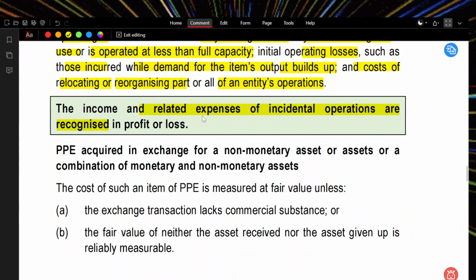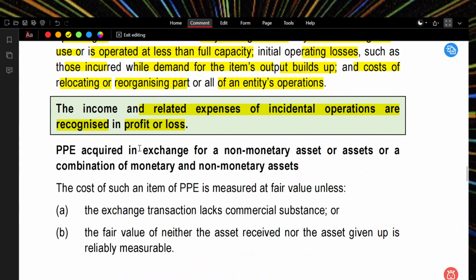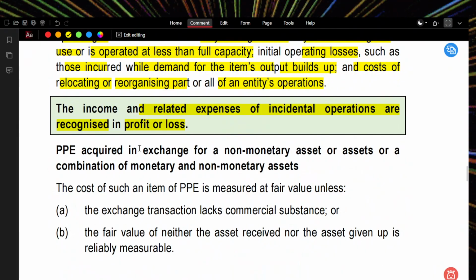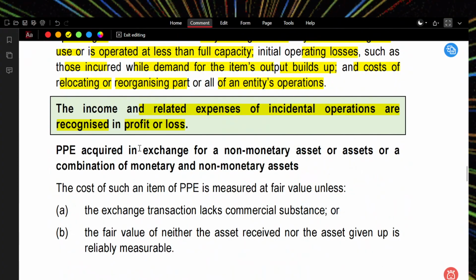Income-related expenses of incidental operations are recognized in the profit and loss account. So these incidental expenses are usually recognized in the profit and loss account. That's administrative expense. They won't usually be capitalized. Sometimes it can be capitalized. That's what is being said here.